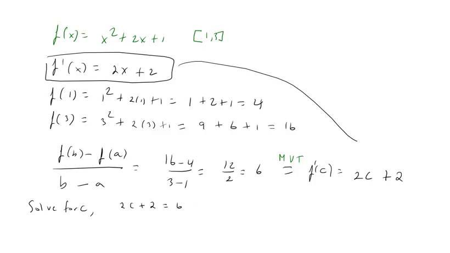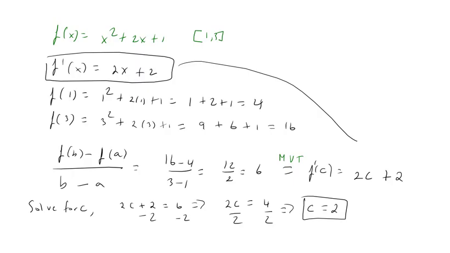That implies that we move to the other side: minus 2, minus 2. That implies that 2c is equal to 4. Divide by 2, divide by 2, and this implies that c is equal to 4 divided by 2, which is 2. So we found such a c.